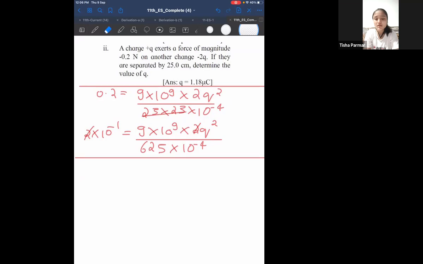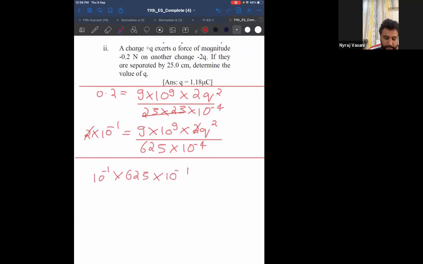Sir, can we leave the answer in fraction only? Actually, we can leave the answer in fraction. I'll tell you how. Now tell me, I just want q square. So look at this. 10 power minus 1 into 625 into 10 raised to minus 4. What did I do? 10 power minus 1 as it is, and this whole term I took over here is equal to 9 into 10 power 9 into q square.